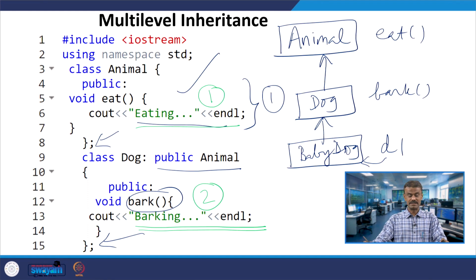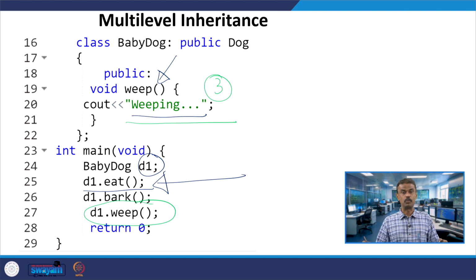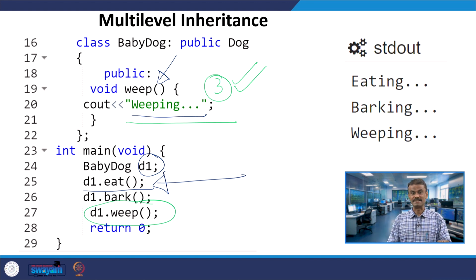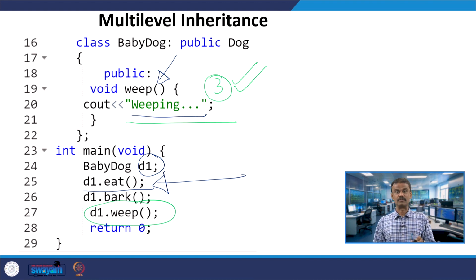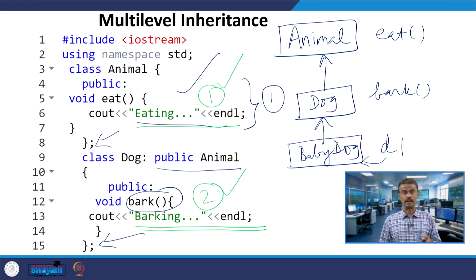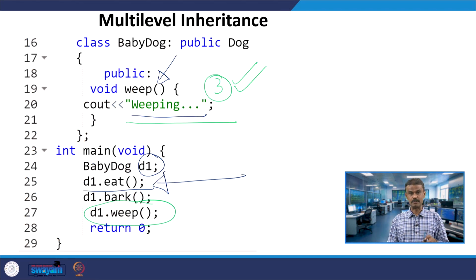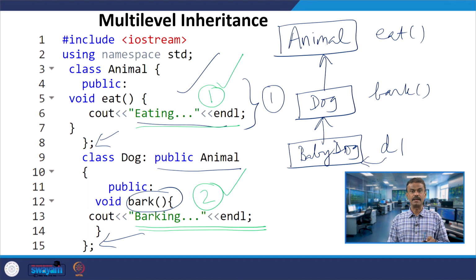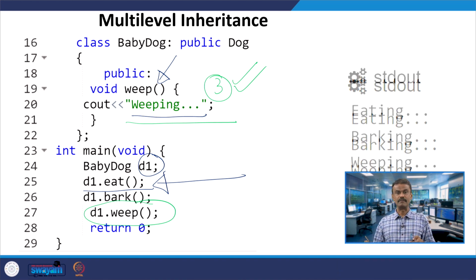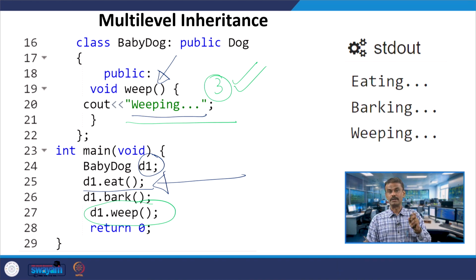The first output is "eating...", that will be printed, and the second output is bark, that will be printed. And then you can see the third output will be printed. When I run the code, you can see, as expected, eating was our first output, displayed in green. And then we know that barking will be printed second, and the third one, weeping, will be printed. So this is how multi-level inheritance works.